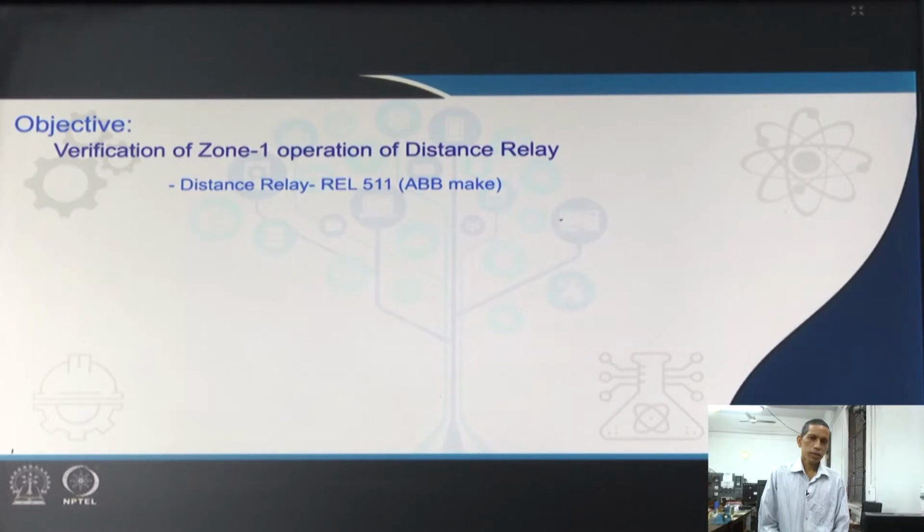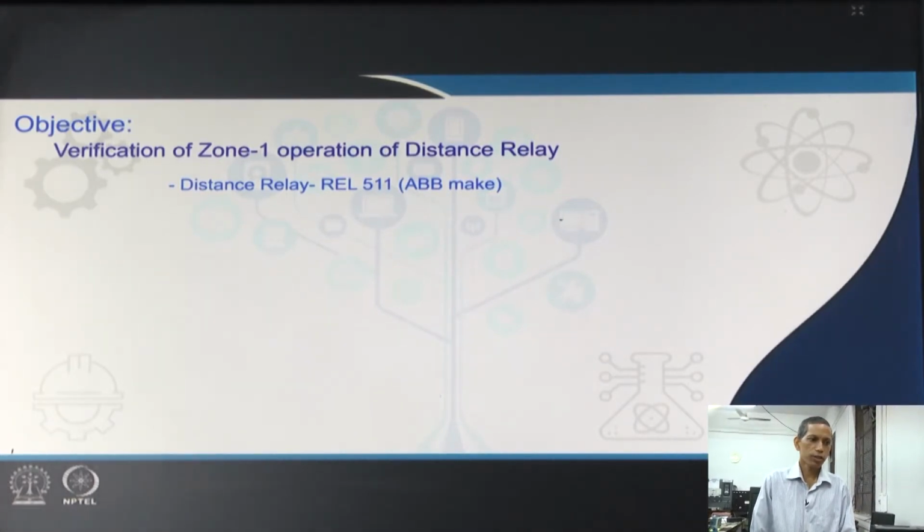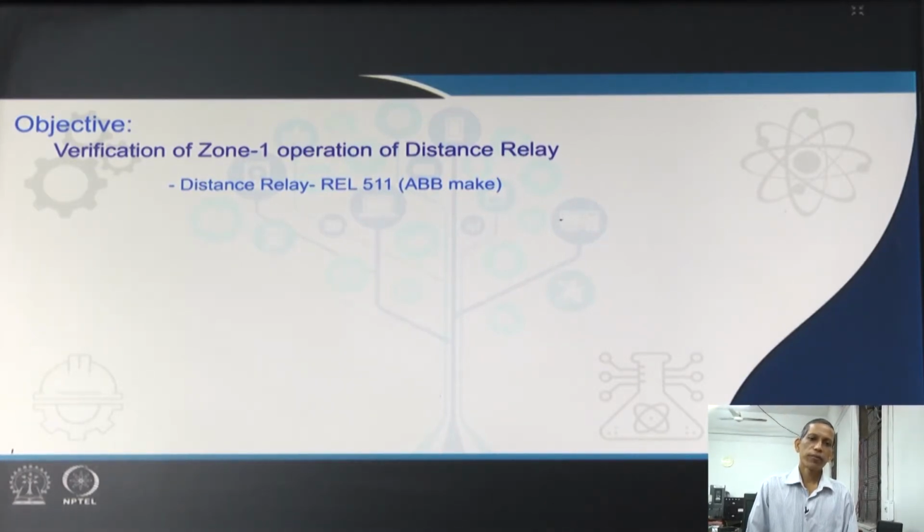So, as already mentioned, we will have the corresponding voltages and currents input to the relay through the PTs and CTs, and we will create faults, and then we will see how good the relay is in making the decision for the zone 1 fault.